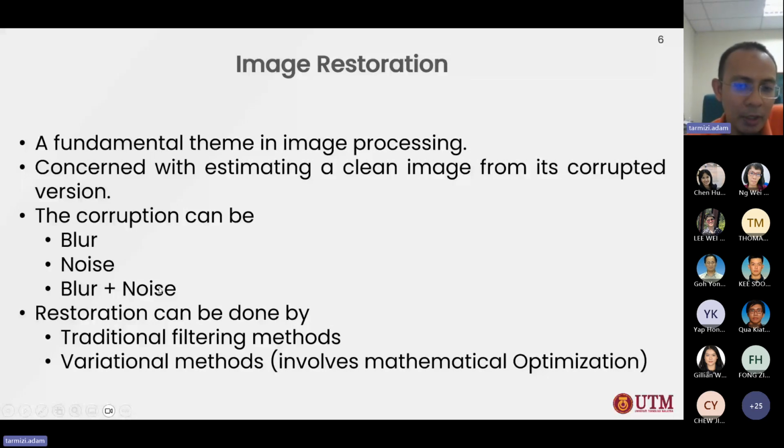This restoration can be done by traditional filtering methods, such as mean filtering and median filtering, and it can also be done by variational methods, which heavily involve mathematical optimization. I will be focusing on these variational methods in this talk.